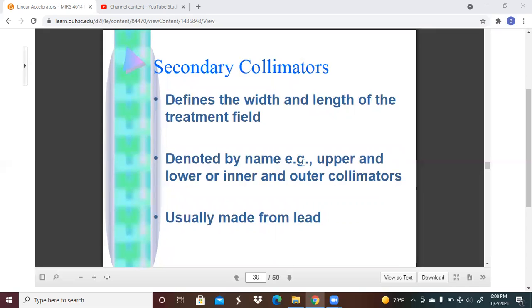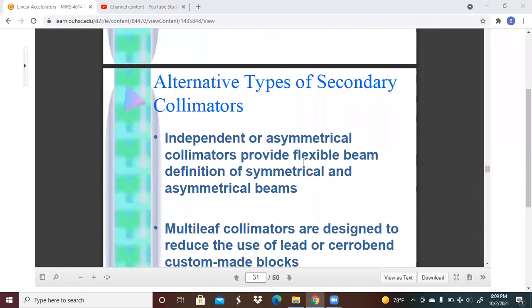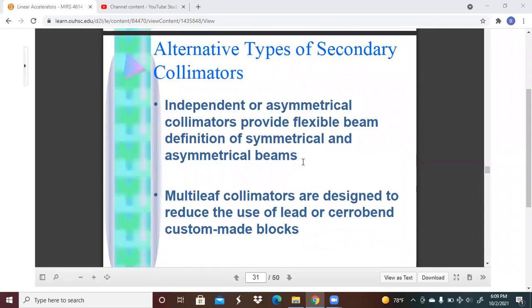Secondary collimators define the width and the length of the treatment field, and it's usually denoted by name. Upper and lower collimators. Nowadays, you're looking at usually X1, Y1, X2, Y2, at least if you're working with Varian equipment, that's usually how it's labeled. And they're usually made of lead. You can have independent or asymmetrical collimators, and they'll provide flexible beam definition of symmetrical and asymmetrical beams.